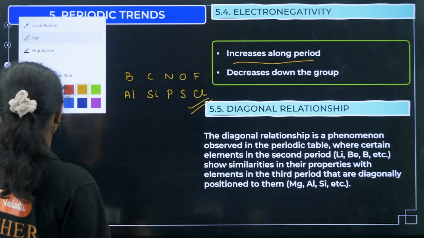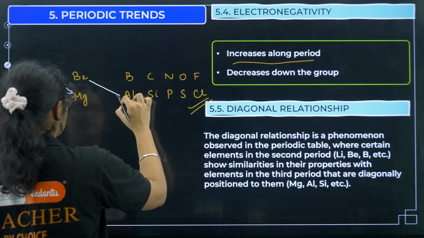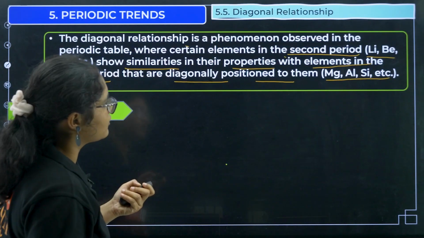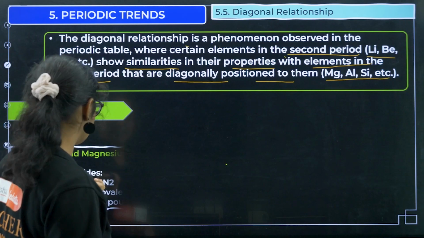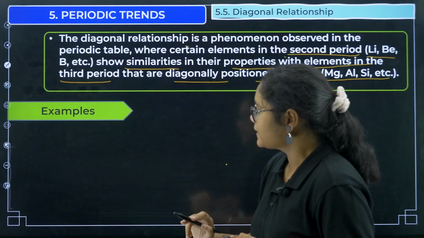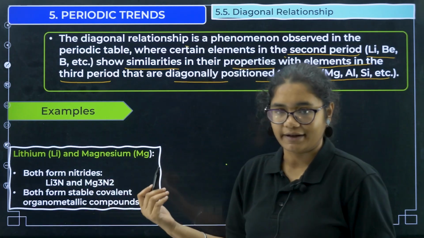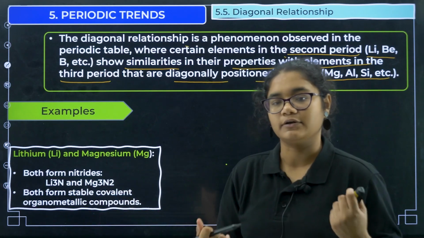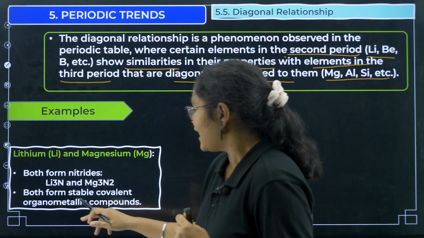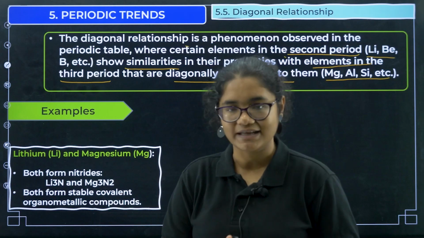Now in the diagonal relationship, the properties of lithium and magnesium will match, beryllium and aluminium will match, and boron and silicon will match. That is what is given here. For example, lithium and magnesium. What are the similarities between them? Lithium and magnesium can form nitrides. Both of them can react with nitrogen and form nitrides, and both form stable covalent organic compounds.